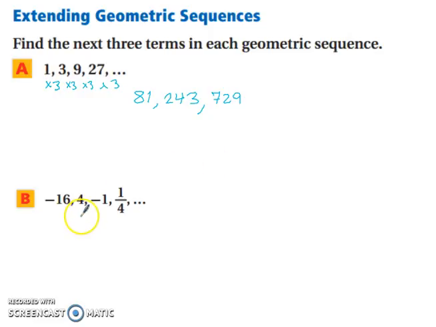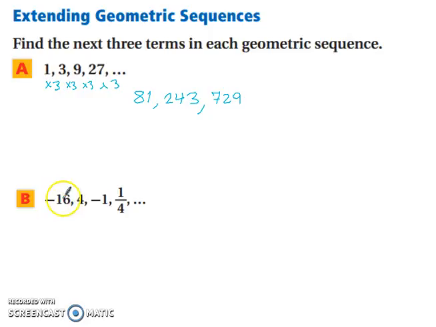Now let's look at this next one. In a geometric sequence, you're multiplying. So if we look here, we're going from a negative to a positive to a negative to a positive. That means your ratio is going to be a negative number. Because a negative times a negative is a positive, but when you do a positive times a negative, you're going to end up with a negative.